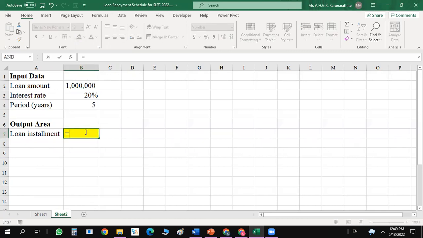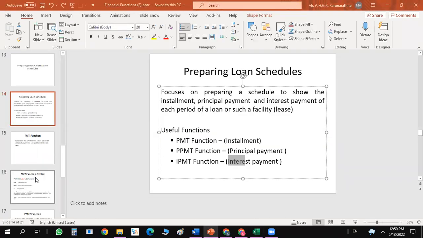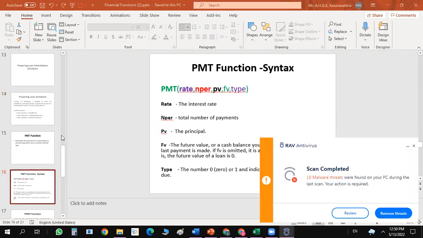Right. We applied a lengthy descriptive formula, but using Excel you can easily compute the installment by following these steps. This is the formula syntax, or the structure of the formula. Equal PMT. First you need to show the rate. Rate means the interest rate. So you can select the cell that shows the interest rate.